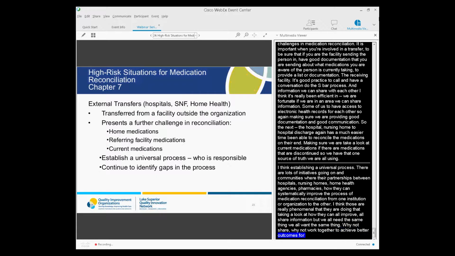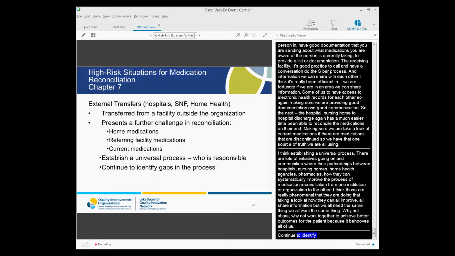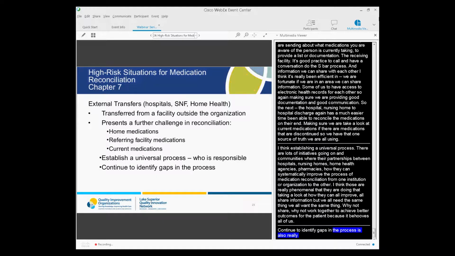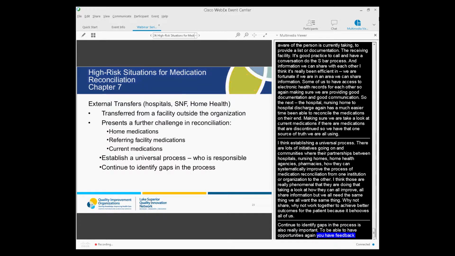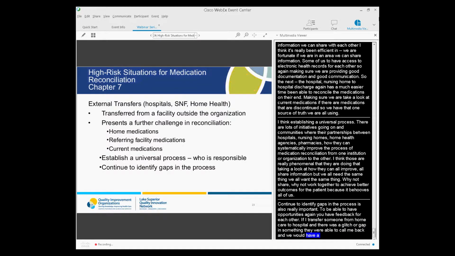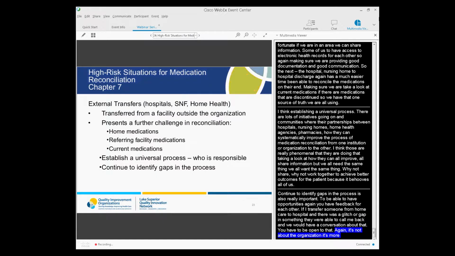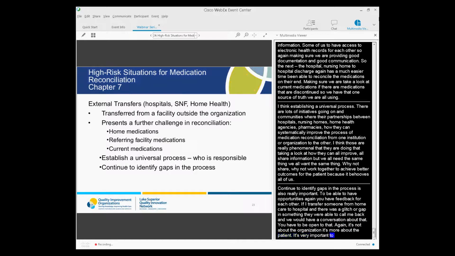And continuing to identify gaps in the processes is also really important, so that you have feedback from each other. I used to really appreciate it when I transferred somebody from home care into the hospital and there was a glitch or a gap in something, and they were able to call me back and we could have a conversation about that. You just have to be open to that, but it's really not about the organization, it's about the patient. So it's very important to have those communication lines open so that you can not only give but receive information.